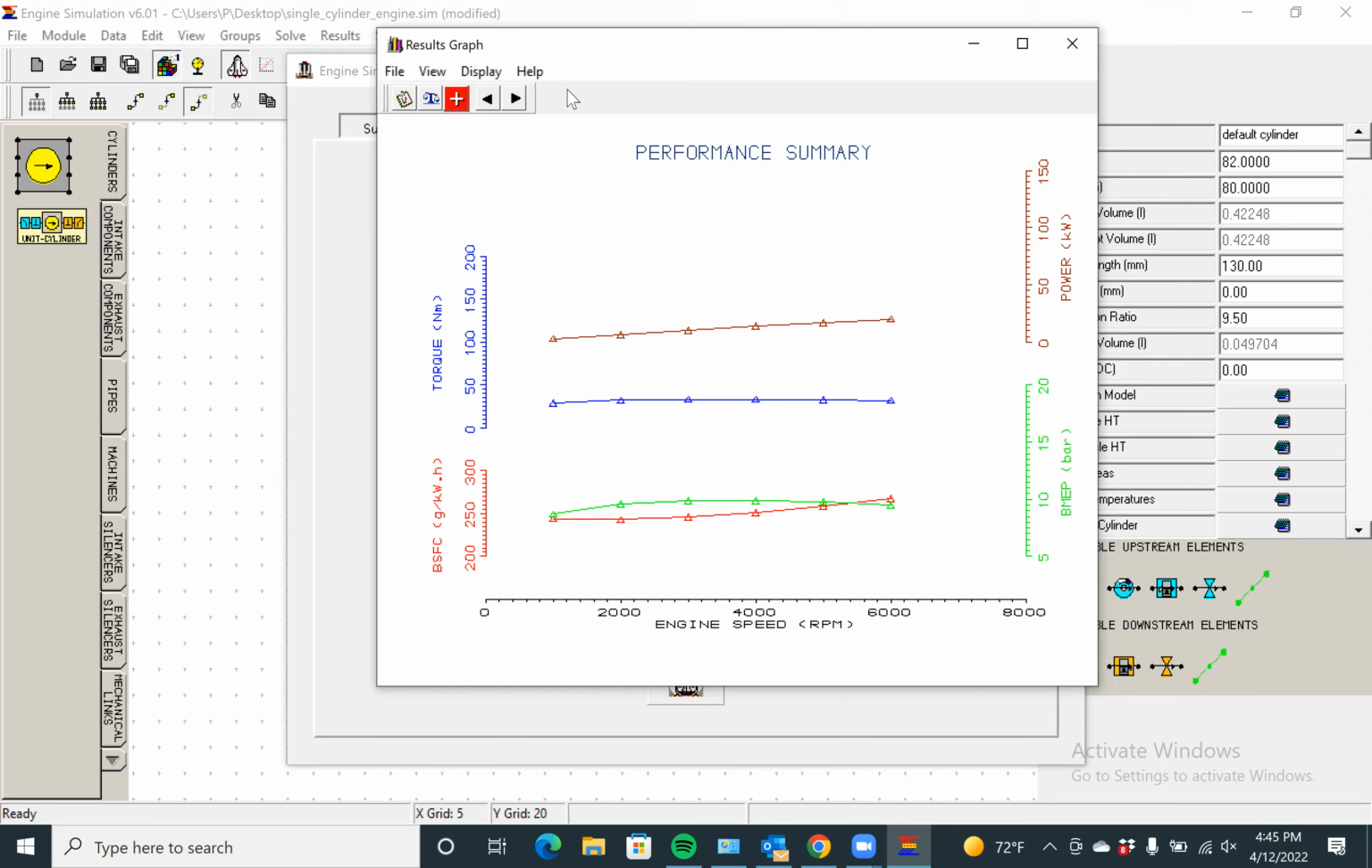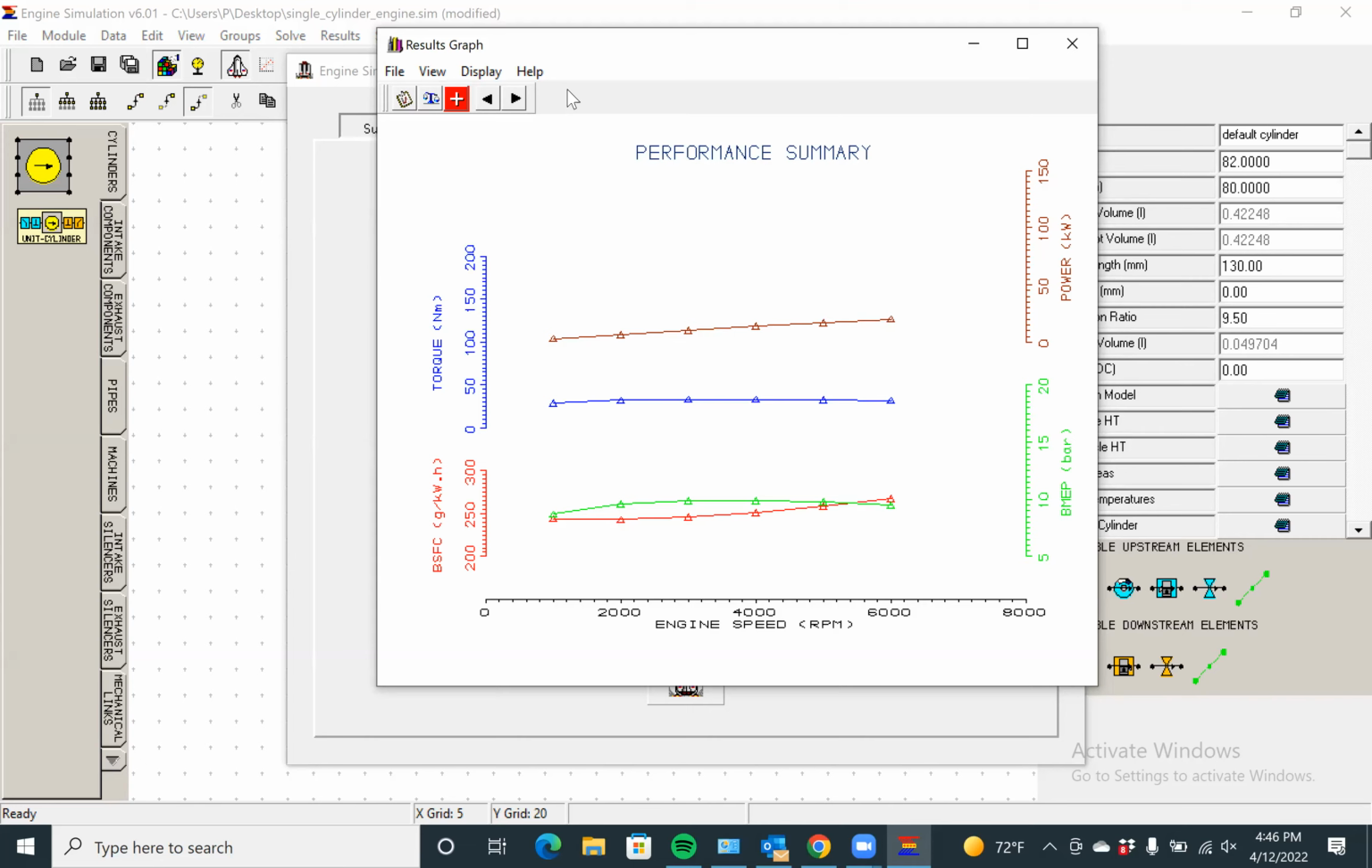Then there is something called brake specific fuel consumption. So what is the amount of fuel consumption per kilowatt of power at the tire? Brake specific fuel consumption is given as grams per kilowatt hour. How much fuel that engine would consume in 1 hour to generate 1 kilowatt. That is called brake specific fuel consumption.